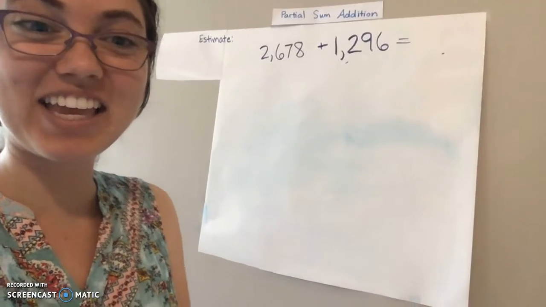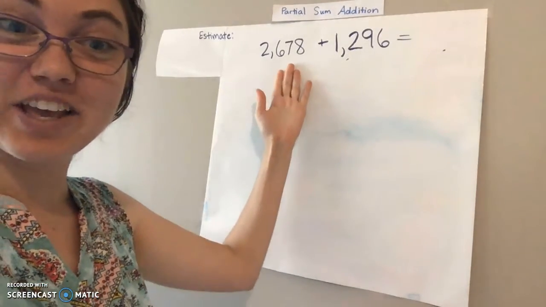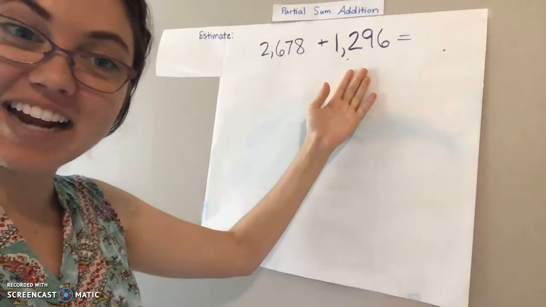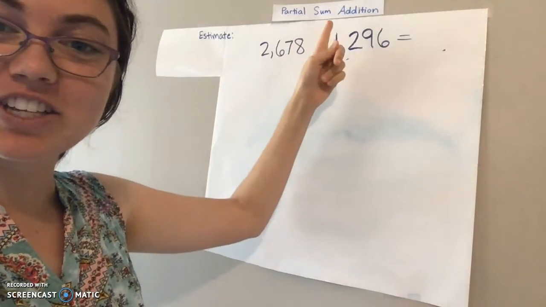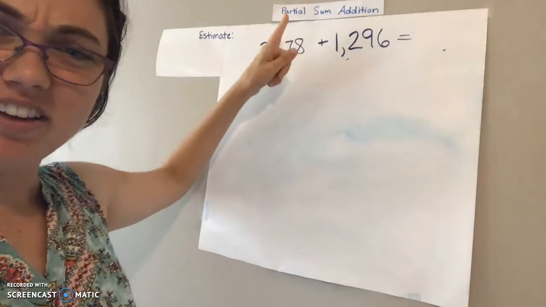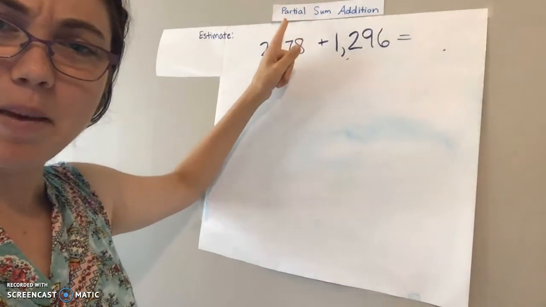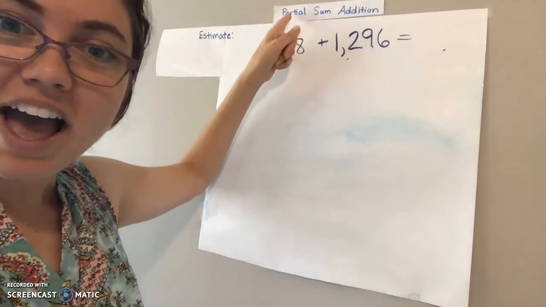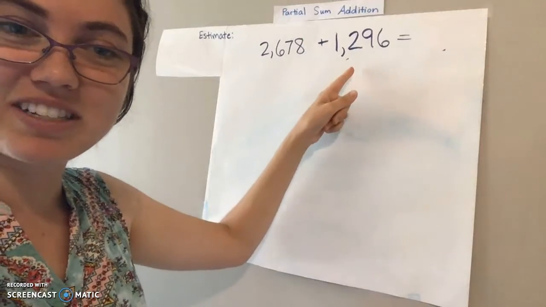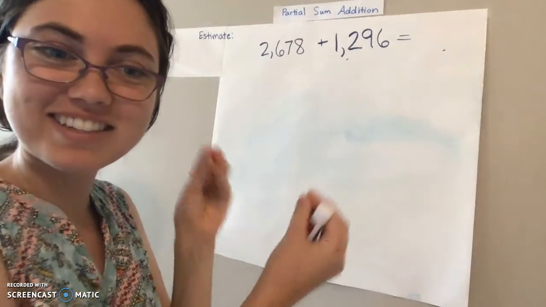Today, let's take a look at how to add multi-digit numbers using a strategy called partial sum addition. Let's look at that word. Partial sum. Part. I see the word part. We must be breaking these numbers into smaller parts.